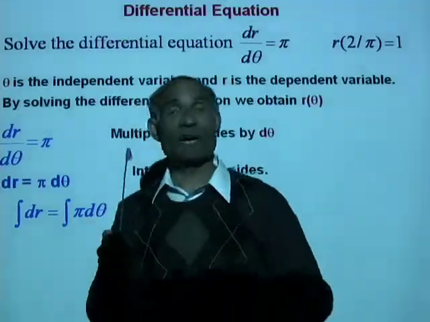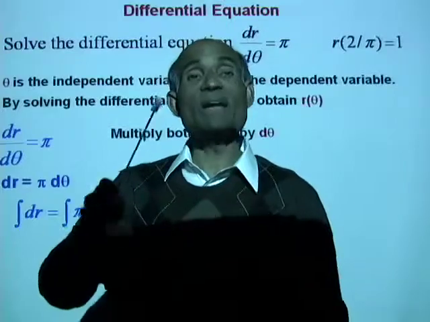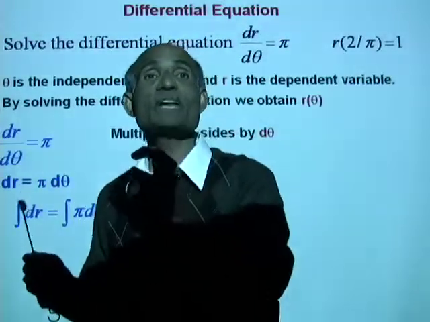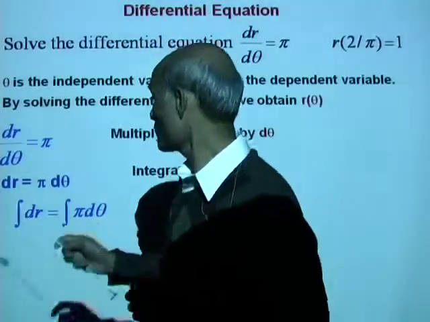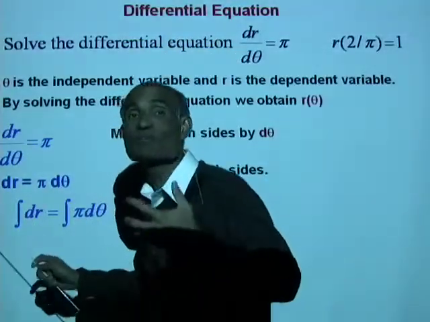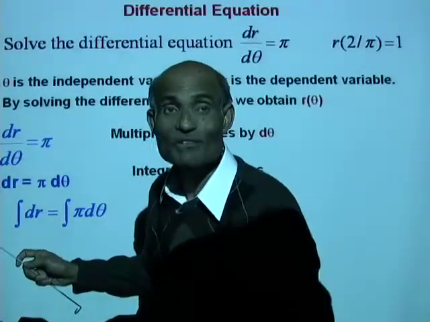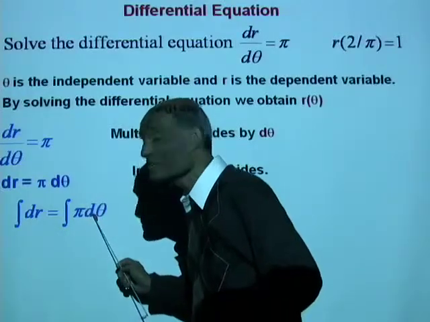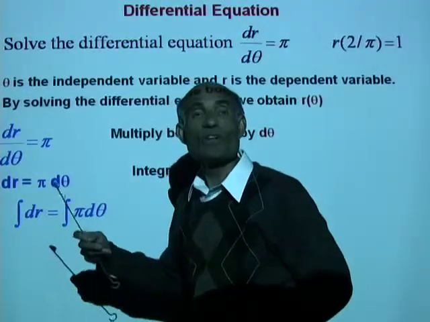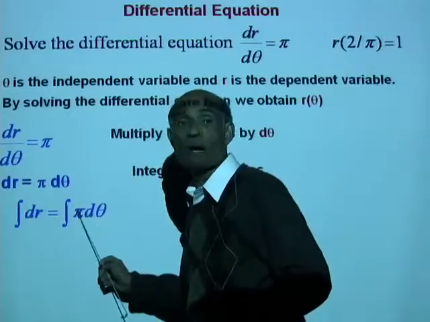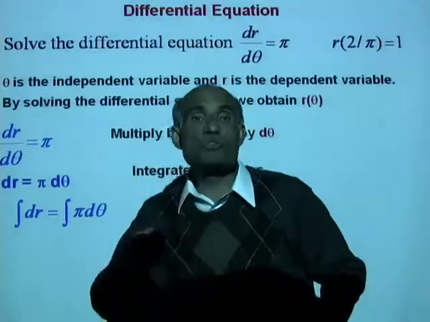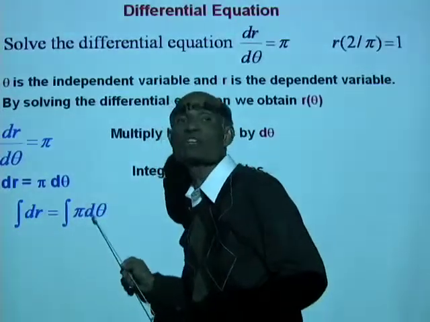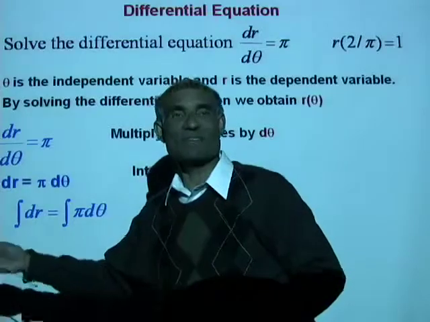Well, you know that the integral of 1 dx equals x. The integral of 2 dx equals 2x. The integral of 1 dr must be equal to r. The integral of dr equals r. That's right. And the integral of d theta must be equal to theta. See, pi is a number. So the integral of 2 d theta is 2 theta. The integral of pi d theta is pi theta.